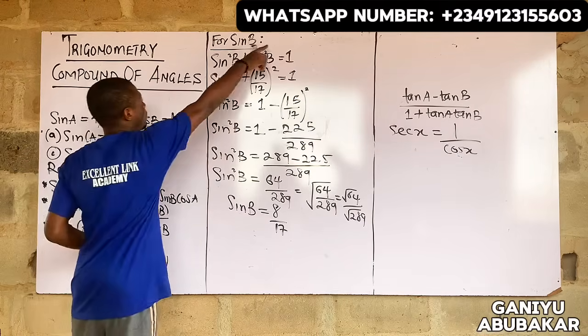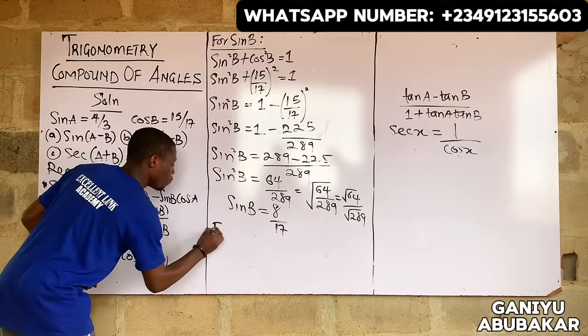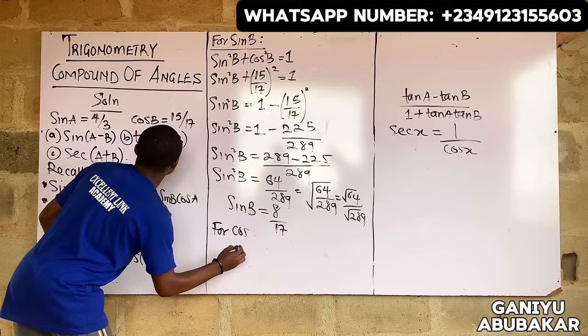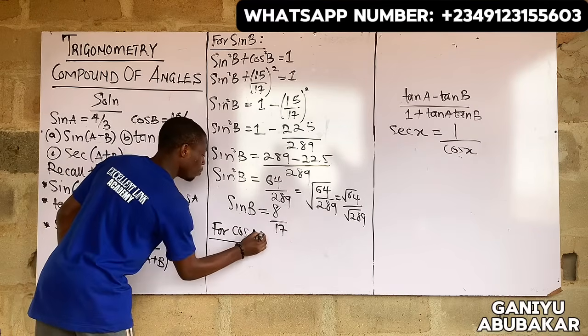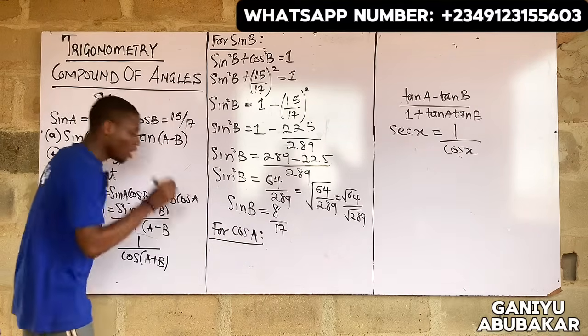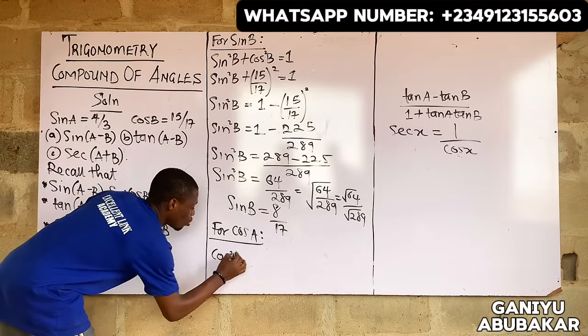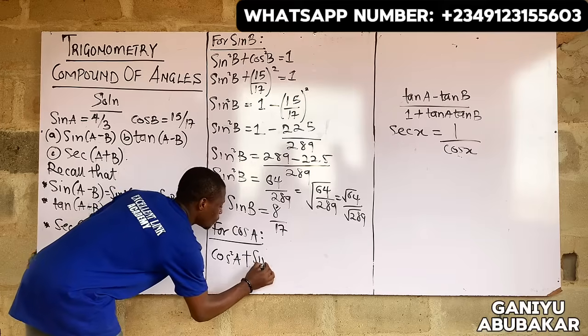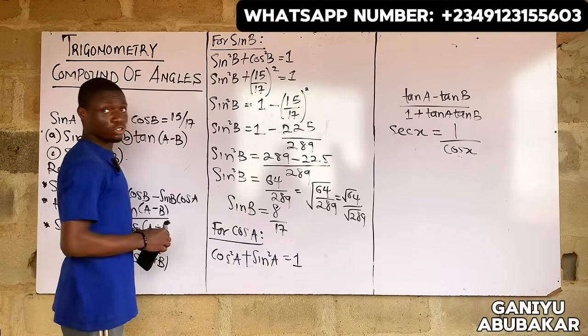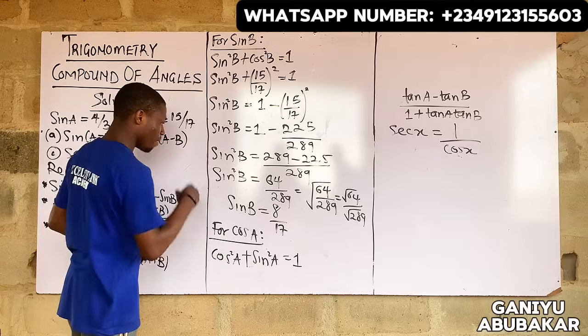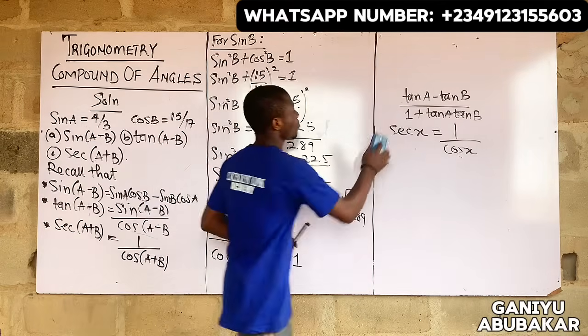Let's get cos B, so this is for sine B. Let's get cos A now. For cos A, what do I get? I'll have that cos squared A plus sine squared A is equal to what? 1. True or false? True. Let's put in the value here and see what we get.